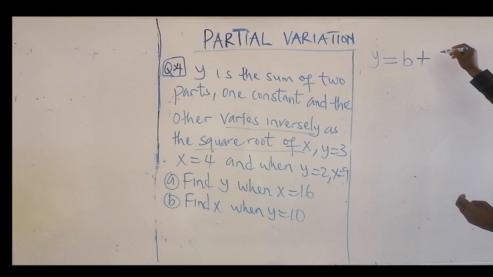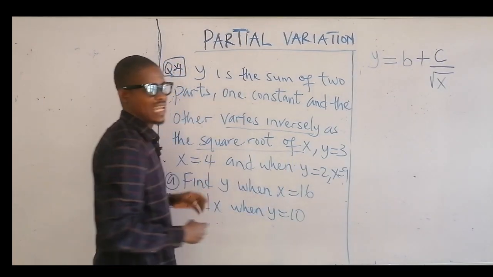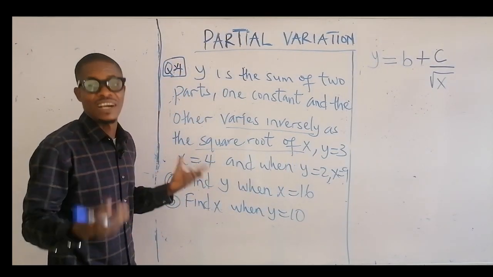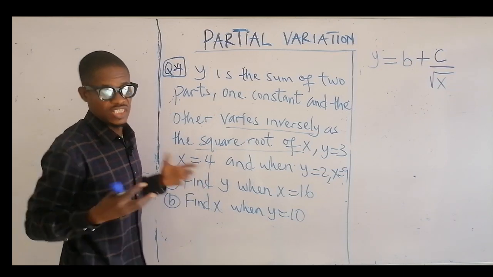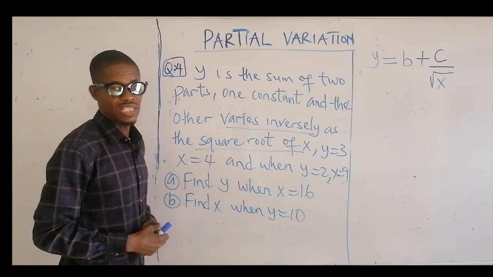So in that case, another constant will be introduced, c, inversely over the square root of x. And don't forget, when you have an inverse relationship, it must be a fraction. And that's what we have done in that case.